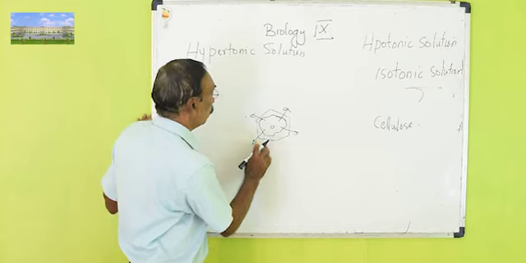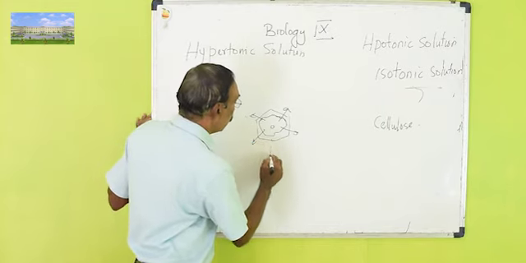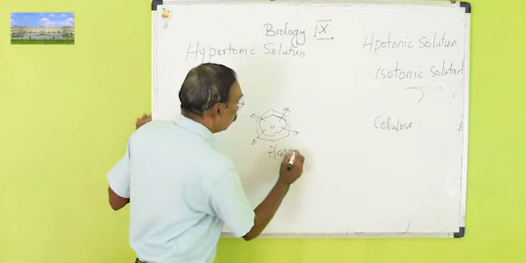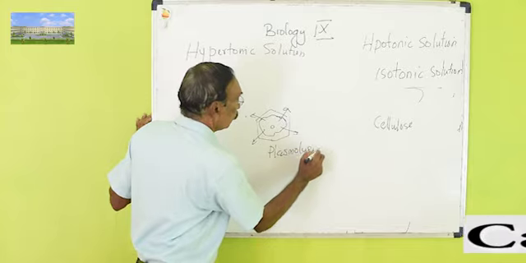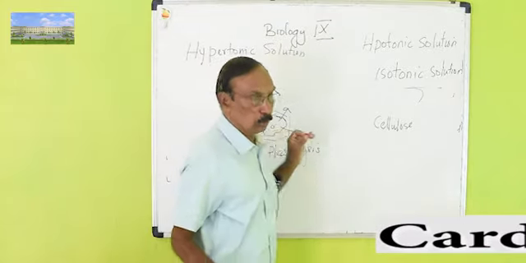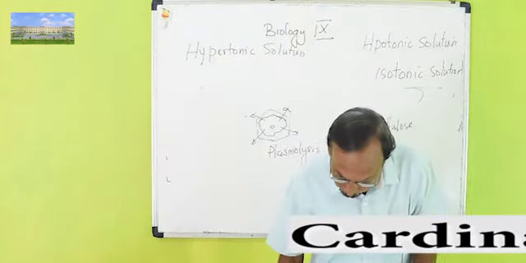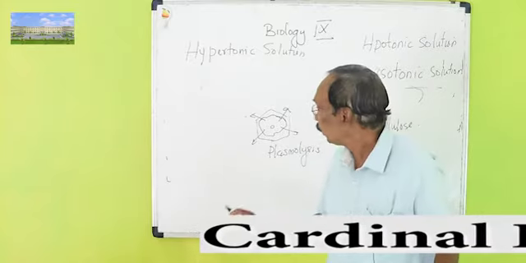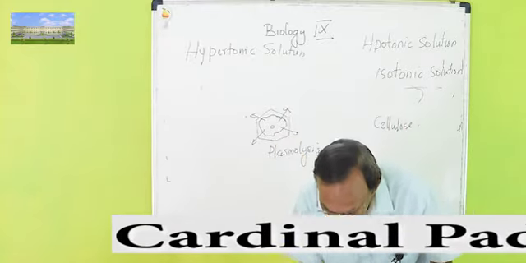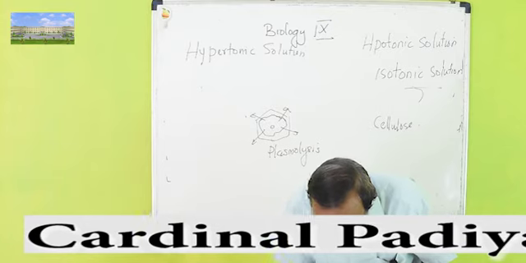The shrinking of the cell because of loss of water by exosmosis, this water going out through the cell wall, is called plasmolysis. So what is plasmolysis? The shrinking of the cell because of the loss of water from the cell is called plasmolysis.